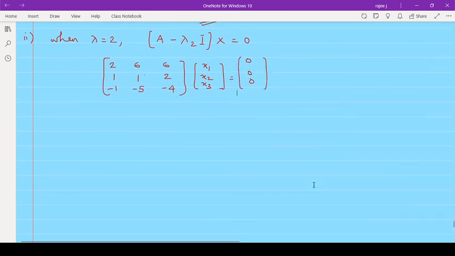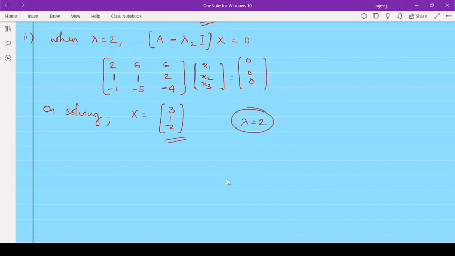Okay. So now again we need to do it by the echelon form. On solving that, x is equal to 3, 1, minus 2. Okay, 3, 1, minus 2 you got. So corresponding to lambda equal to 2, which is a repeated value, we got here only a single vector. Okay, we got only one vector.